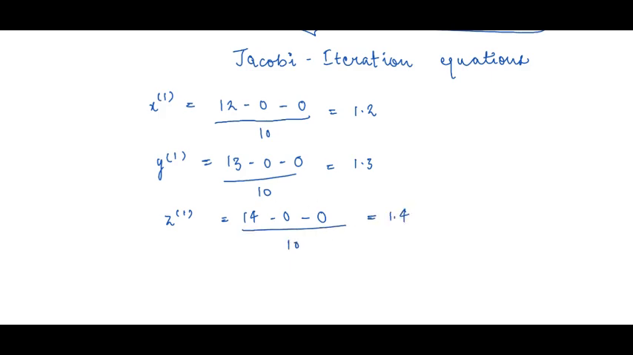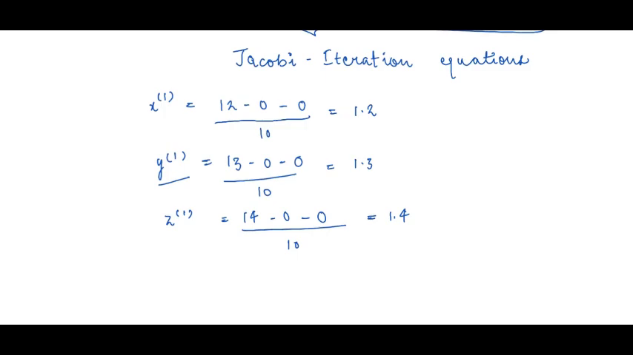Now notice something very important: while calculating y1, we didn't use x1. We still used x0. Similarly, while calculating z1, we used x0 and y0. And this is a defining characteristic of the Jacobi method. Every new approximation uses only the values from the previous iteration.